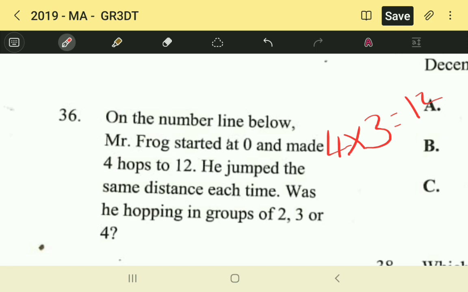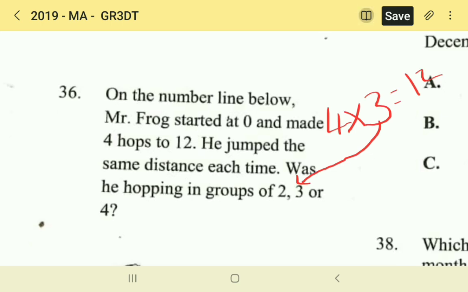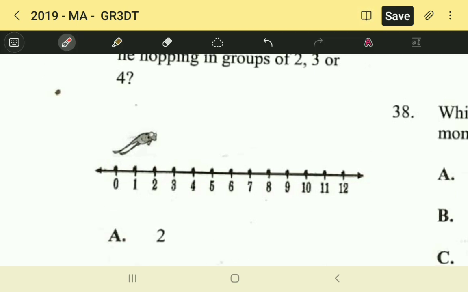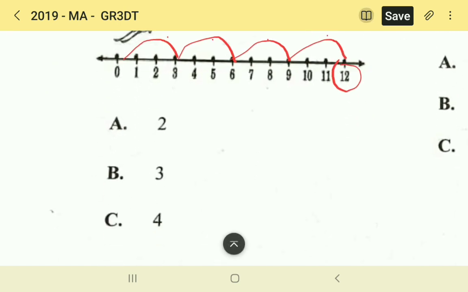Let's continue. Was he hopping in groups of 2, 3s, or 4? We got it already, Mr. Grade 3 Diagnostic. It's group of 3s. All right, let's look. He made 4 jumps of 1, 2, 3, ended at 12. So let's see how many. 1, 2, 3, 4 groups of jumping, and he jumps by 3. So let's look for 3, and that's at B.